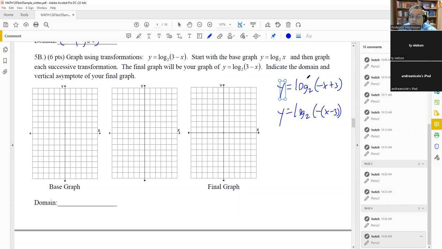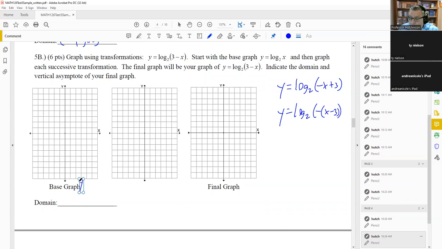Okay, we got a negative on the inside. So this will be a flip over the y-axis this time. You always want to make sure you get it into this format. You want to have the x should come first and it's got to be positive. So that's why I factor the negative out inside. You're going to move the graph 3 places to the right because of what's inside the parentheses. You have to use the factored version. Once you take the negative out, that's what you're going to use to determine which direction it moves.